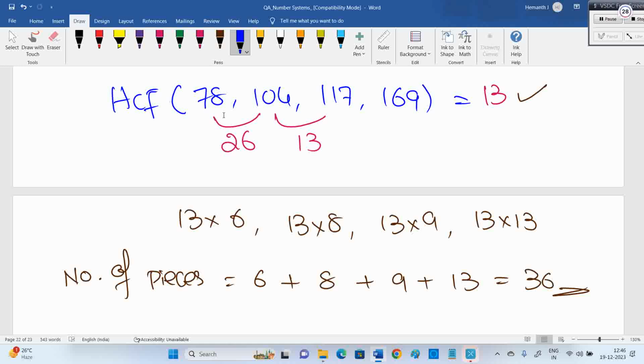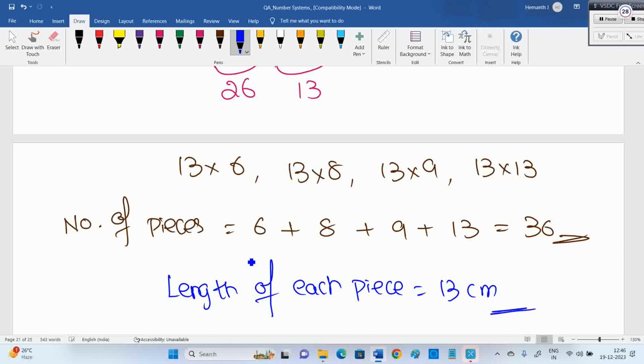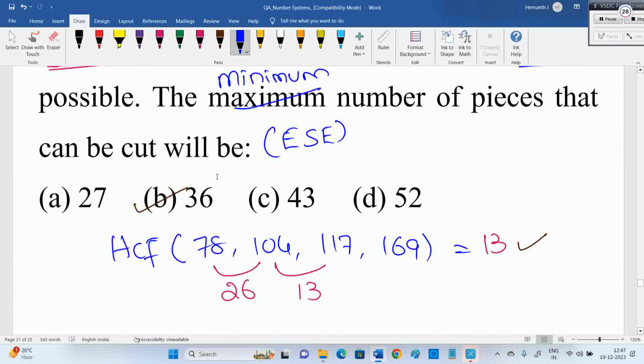If the question is what is the length of each piece, then what should be your answer? 13. Super. Length of each piece means 13. So please read the question: number of pieces or length of each piece. Length of each piece is 13 centimeters. Number of pieces is 36.